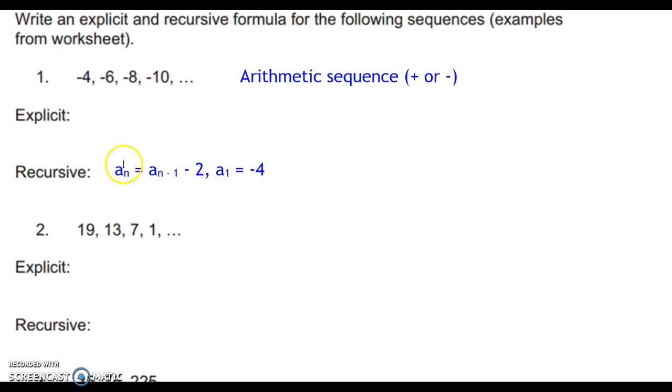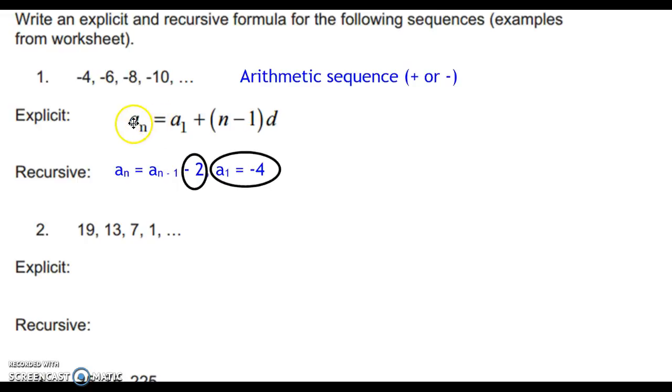So if I was given this recursive formula and asked to find the explicit formula, there are a couple pieces of information that I need. First piece of information, I need my a sub 1, my first term. Since I know that's -4, it goes into my explicit formula for the first term. I also would need the common difference. If I know the common difference and the first term, I can write the explicit formula just from that.